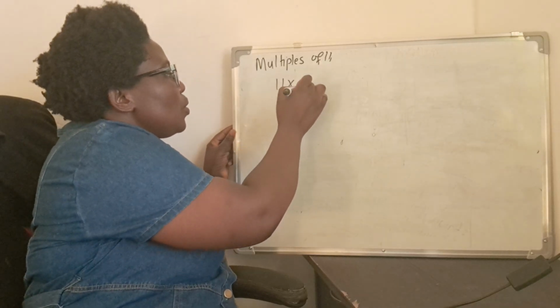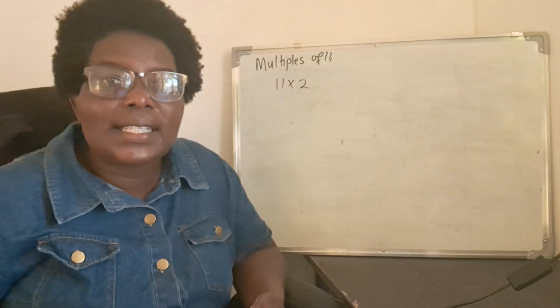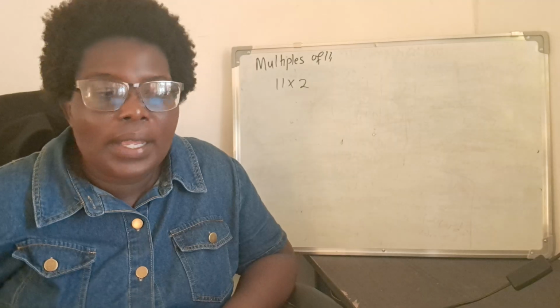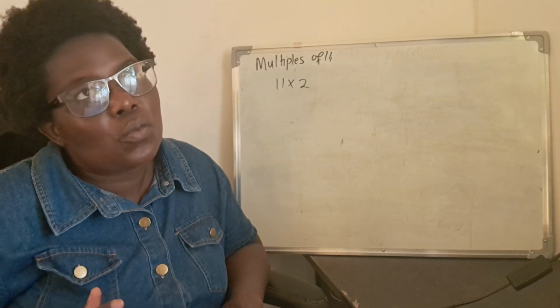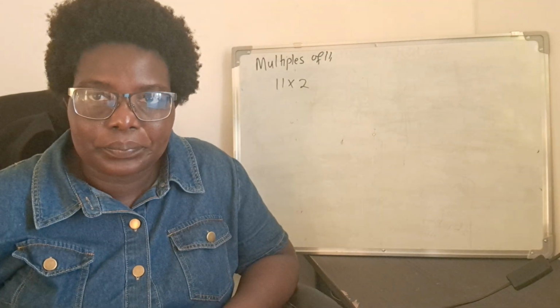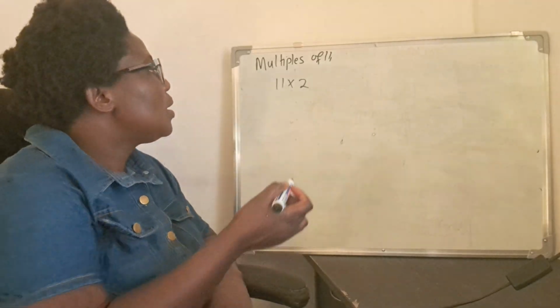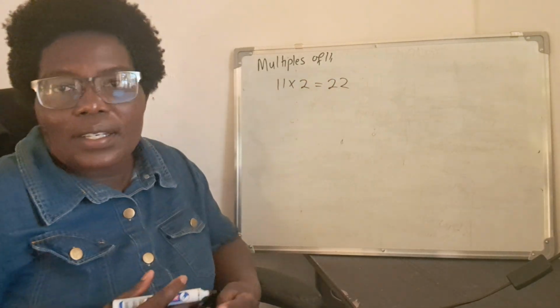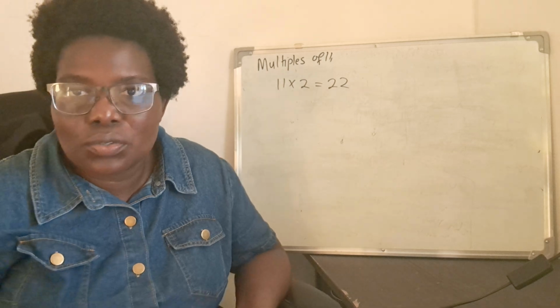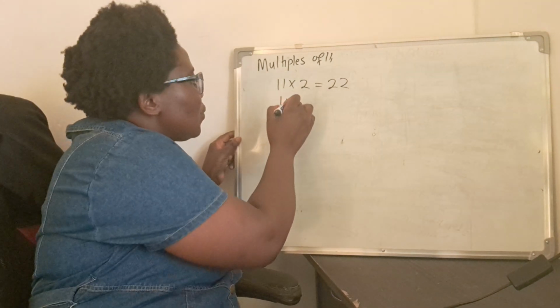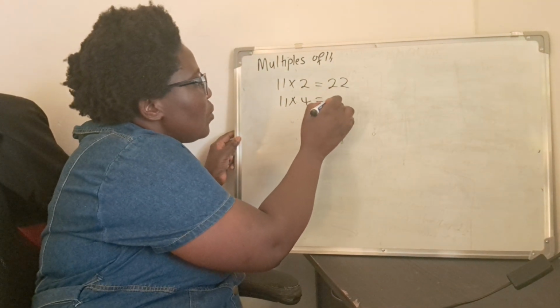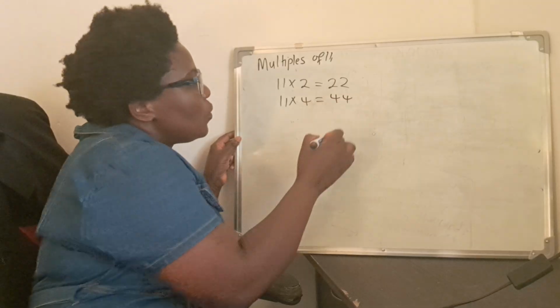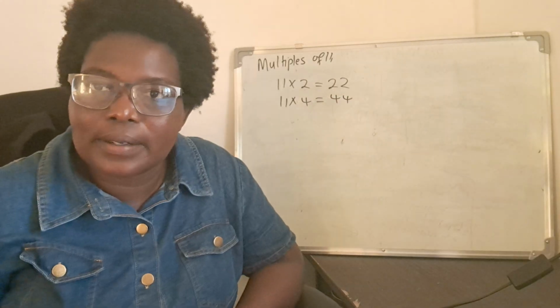11 times 2. We know that when you're multiplying 11 by any small number from 1 to 9, what you need to do is you just repeat that number twice. 11 times 2, that's 22. If we say 11 times 4, that's equal to 44. I think that one is easier.